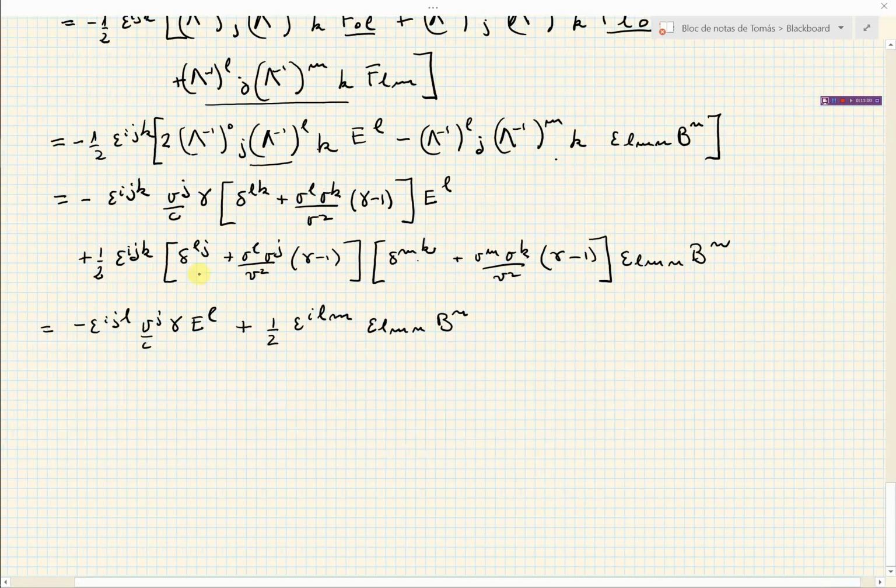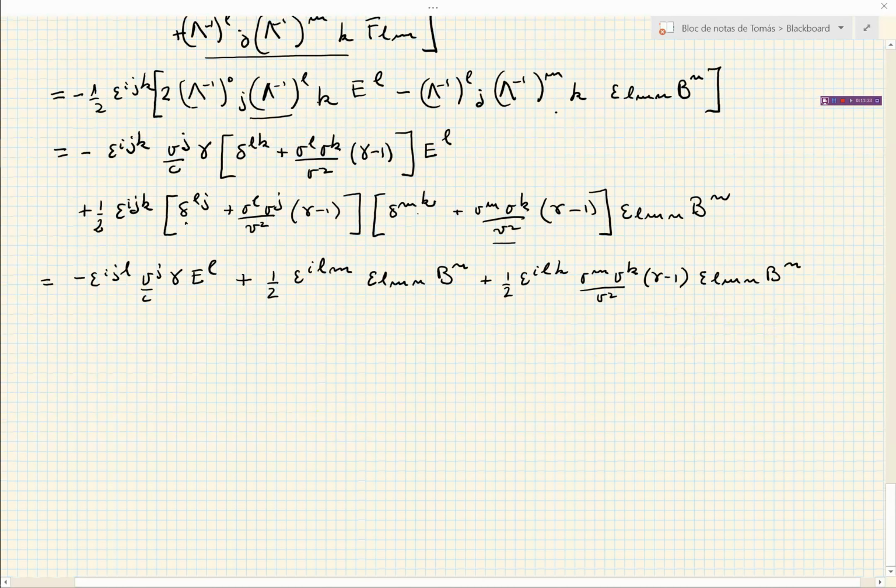Then the next term, I multiply this delta and these b's, so I get plus a half epsilon I L k. Now k is not changed, and this is V m Vk divided by V squared gamma minus 1 epsilon Lm n Vn.